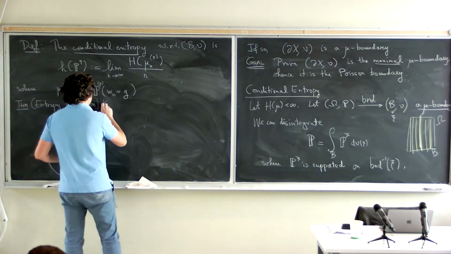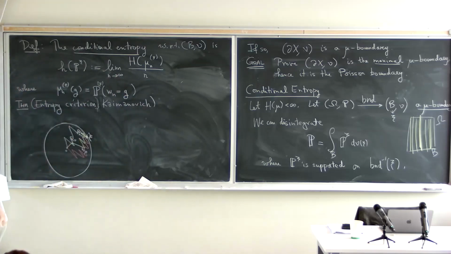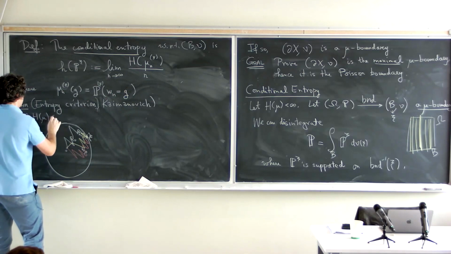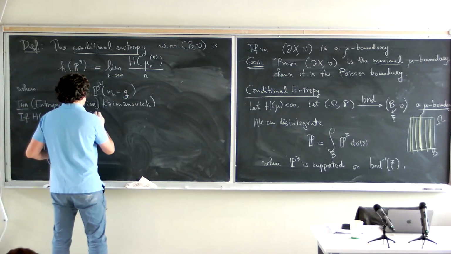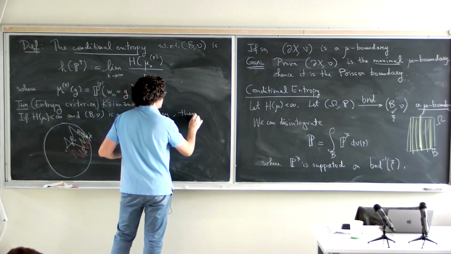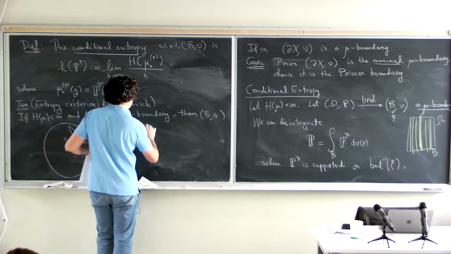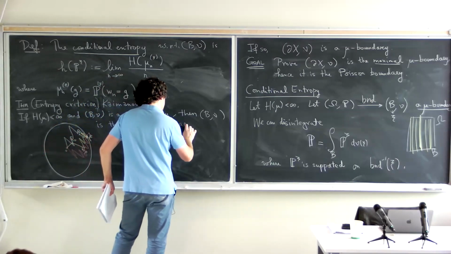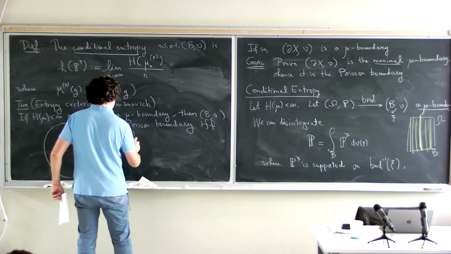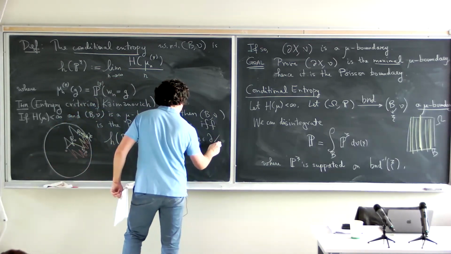Yeah, so this entropy criterion is definitely due to Kaimanovich. I think he was the one who pushed it from the absolute to the relative case. And it's the following. It says that, if H mu is finite, and again, B nu is a mu boundary, then B nu is the Poisson boundary if and only if this relative entropy, H of P psi, is 0 for nu almost every psi on the boundary B.